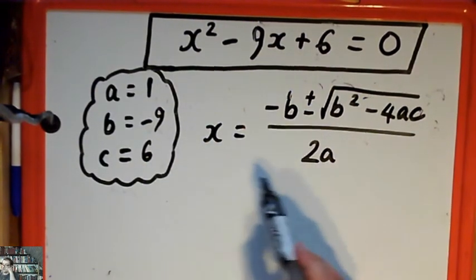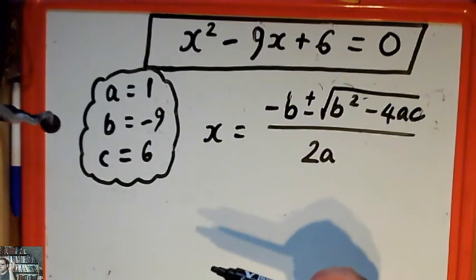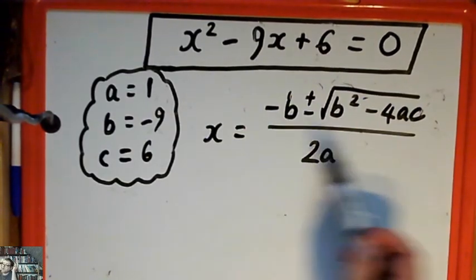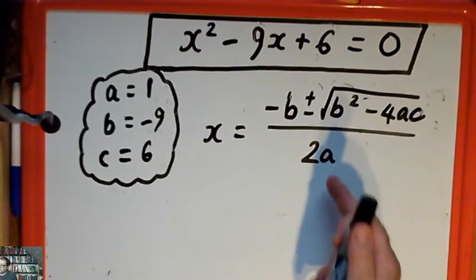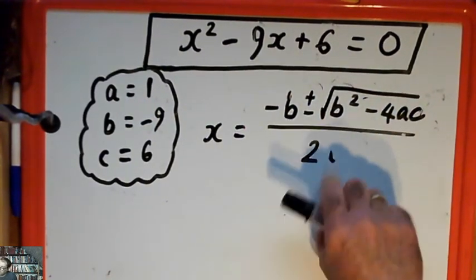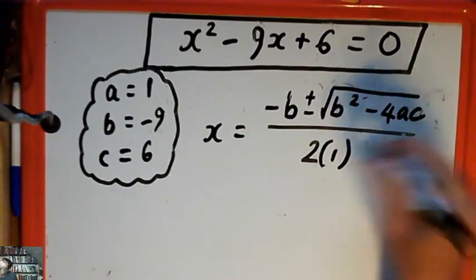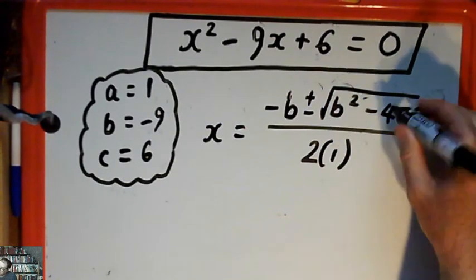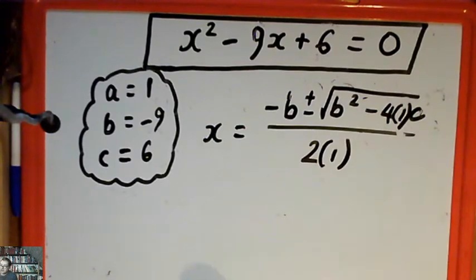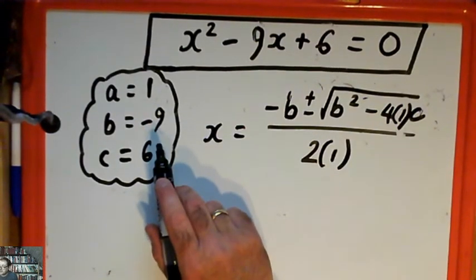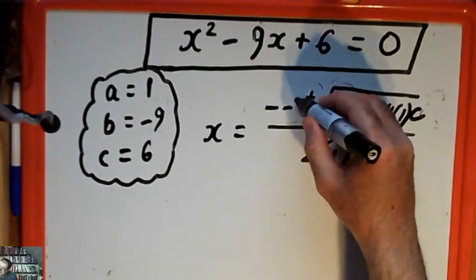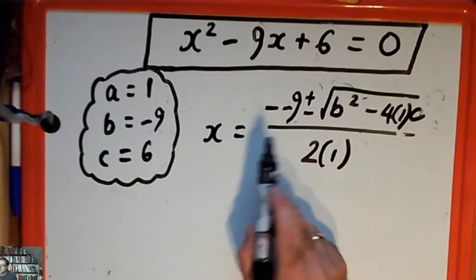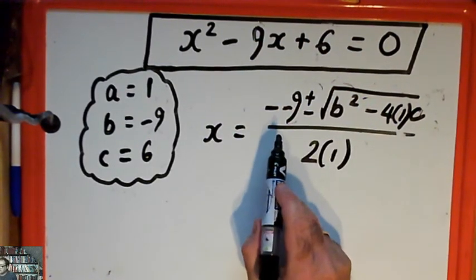I'm going to stick all of that into the formula. x equals minus b plus or minus square root b squared minus 4ac all over 2a. So let's start with a equals 1. Wherever I see an a, I'm going to replace it with a 1. So 1 there, 1 there. Let's do the b's. Wherever I see a b, I'm going to replace it with a minus 9. So I've got minus b there, so I'm going to replace the b with a minus 9. That's going to give me minus minus 9. So I need to be careful with that.